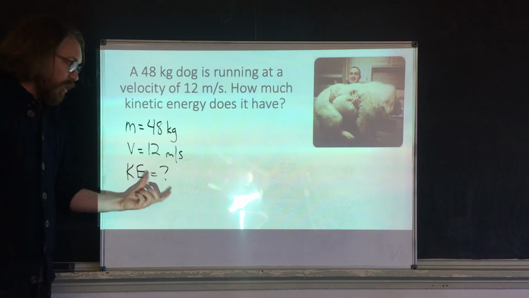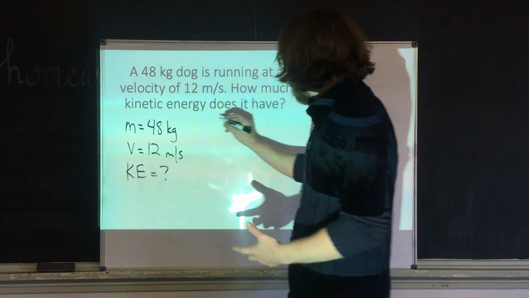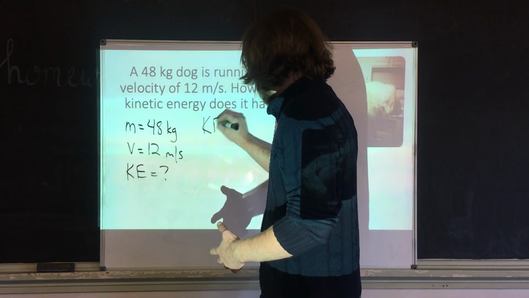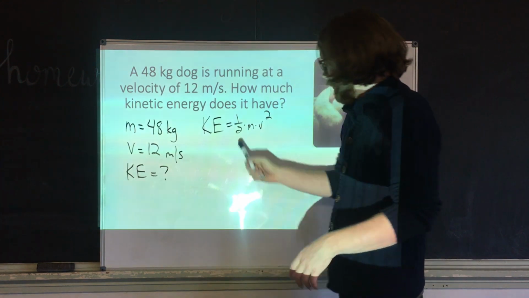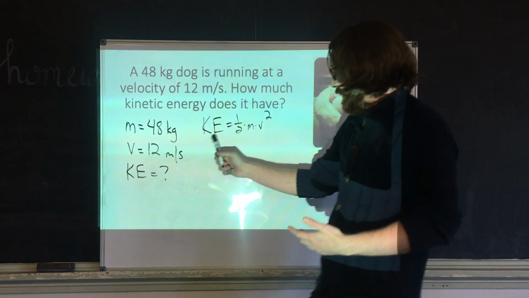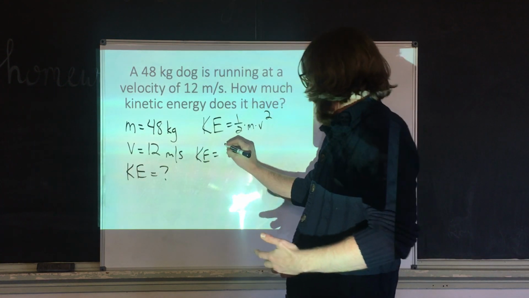Remember, always make a chart. Now that we have a chart, the next thing that we do is write down our equation. We just saw that kinetic energy equals 1/2 times mass times velocity squared. And now we just plug our numbers in. KE is what we're looking for. So kinetic energy equals 1/2, okay?